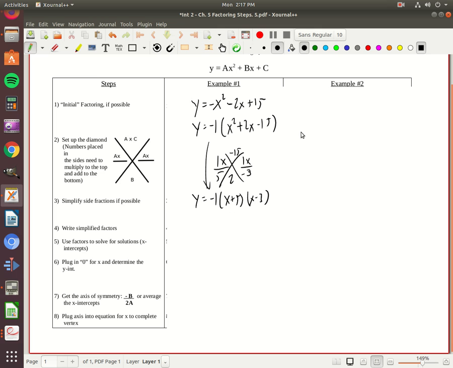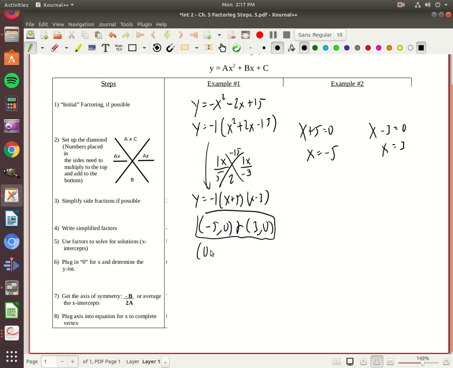So what are my x-intercepts going to be? Well, x plus 5 equals 0, so x is going to equal negative 5. So I have an x-intercept at negative 5, 0, and x minus 3 equals 0, so x equals 3. I have one at 3, 0. So here we go. These are going to be our x-intercepts. At this point, my y-intercept is just going to be 0, 15. Right? So getting some important pieces of the puzzle here.